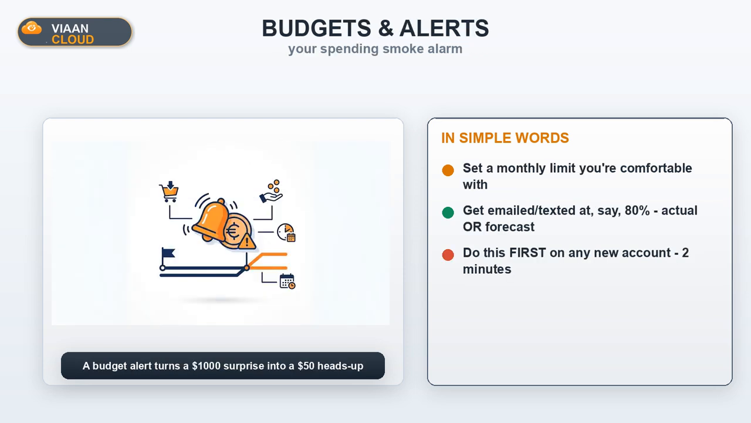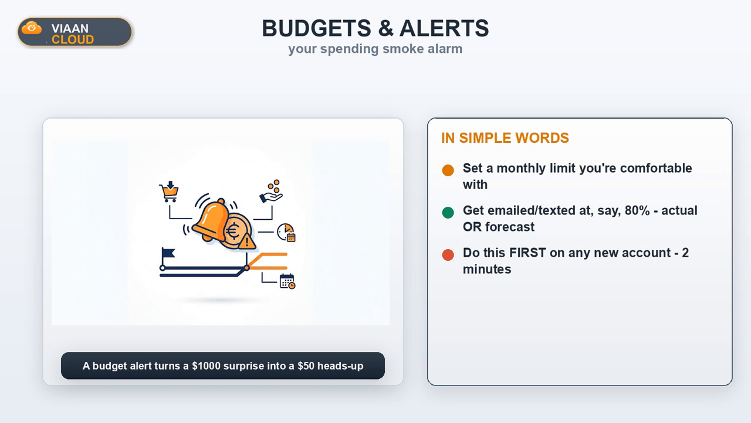Seeing the bill after the fact is good, but getting warned before it explodes is better, and that's AWS Budgets. You set a monthly budget, say a spending limit you're comfortable with, and AWS automatically emails or texts you the moment your actual or even your forecast spend crosses a threshold you pick, like 80% of that limit. This is your smoke alarm.